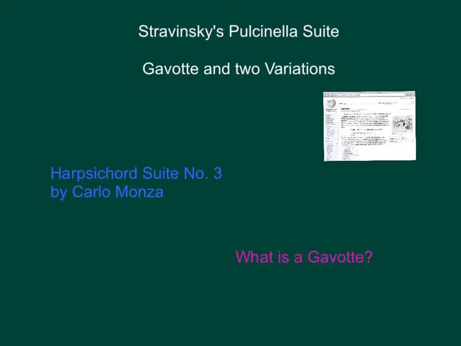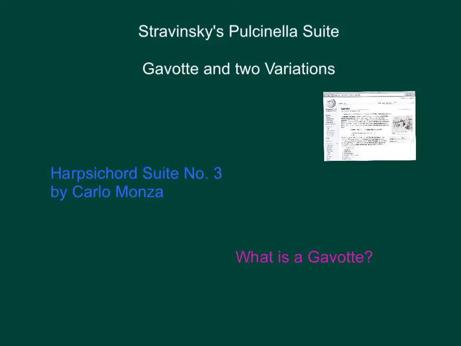The music for the Gavotta and the two variations is taken from the Harpsichord Suite No. 3 by Carlo Monza. You should know at this stage already that a lot of Baroque instrumental music and orchestral music were dances grouped together in suites that would have been used for dancing. You would also need to be aware of what a gavotte actually is.